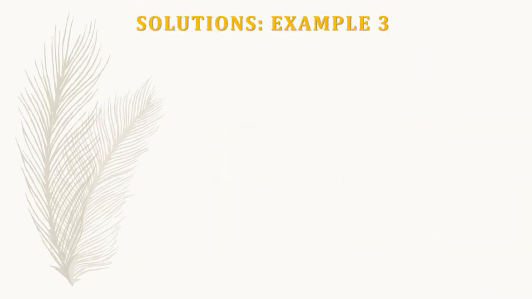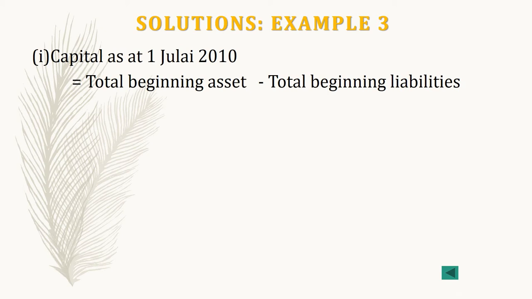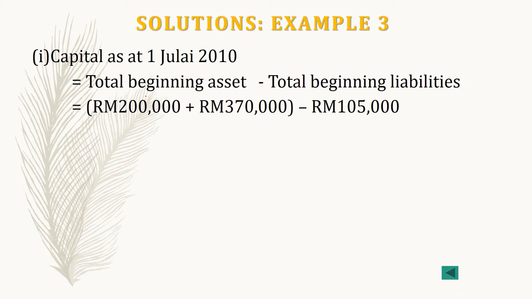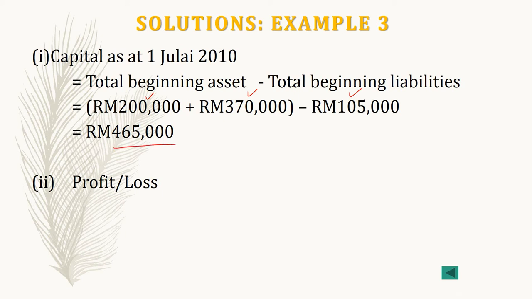So the solution for example 3, to calculate your beginning capital, you'll take your total beginning assets and minus it with your total beginning liabilities. Your beginning asset, sorry, this is the total for your current asset. So we'll add the non-current asset amount as well, and we'll minus it with our total beginning liabilities. So the beginning capital for 1st July 2010 is 465,000 ringgit.